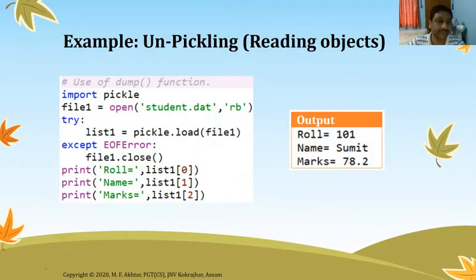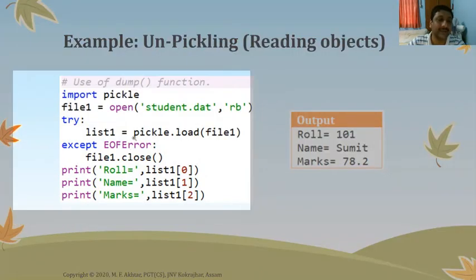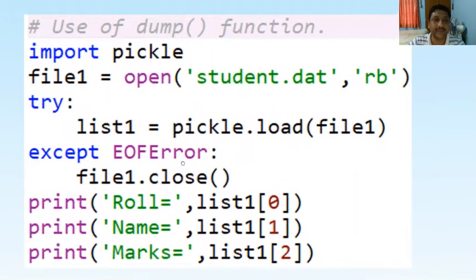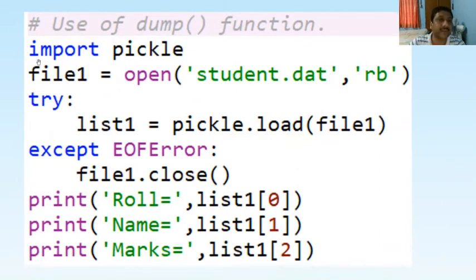Un-pickling. We can handle the error message easily using the try and except method. First, import pickle; we have to import the pickle module every time we want to work with a binary file. Then file1 = open("student.dat", "rb"). Here we have written rb, where r means read mode and b means binary file. This student.dat file was already created in the previous program, and now we are going to read it.